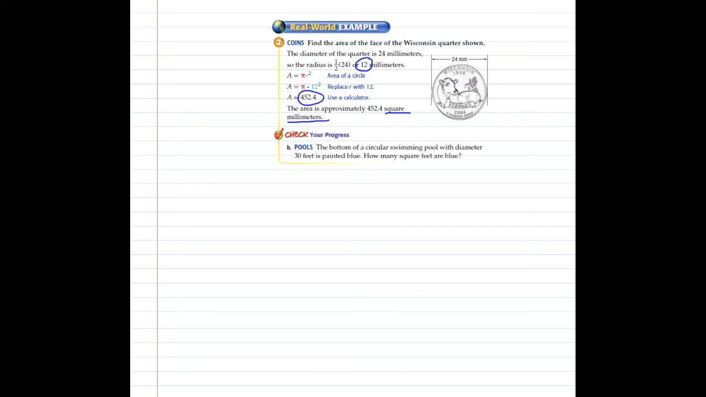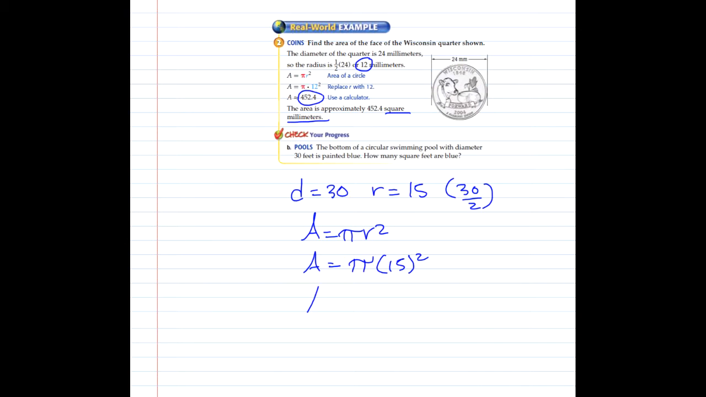The bottom of a circular swimming pool with a diameter of 30 feet is painted blue. So if my diameter equals 30, then my radius equals half that, or 15. 30 divided by 2. My formula is pi r squared. So it's pi times 15 squared, which gives me an area of the swimming pool of 706.8583471, to the nearest tenth, about 706.9 square feet.